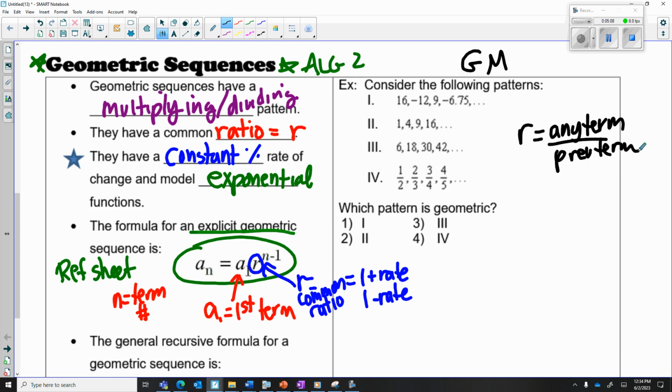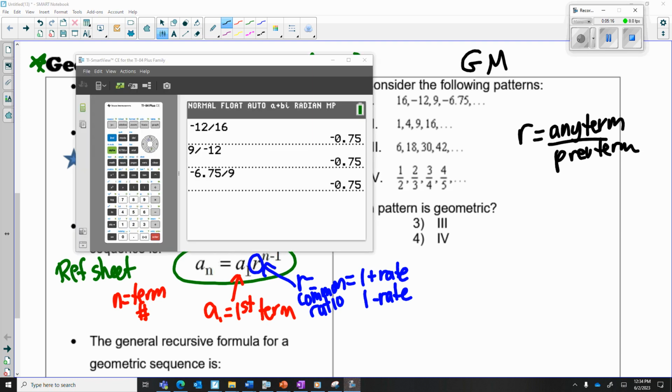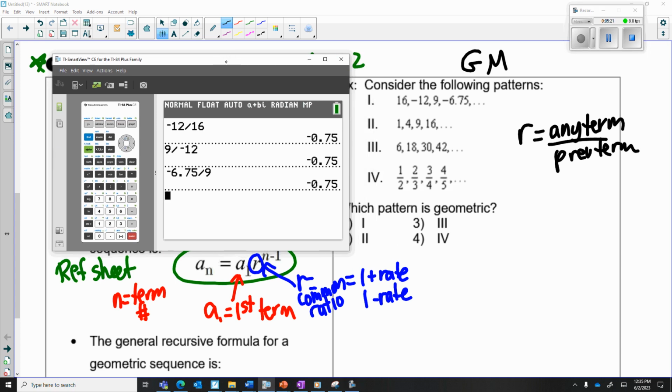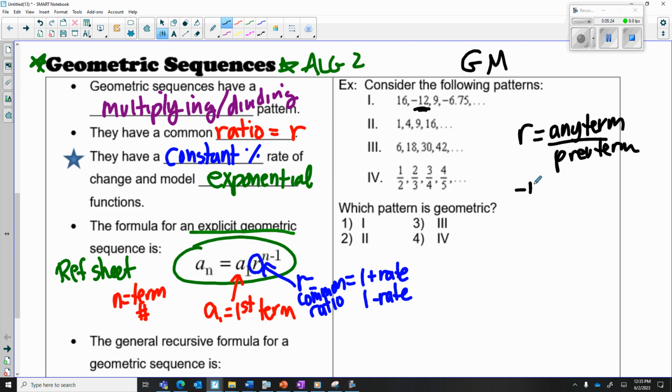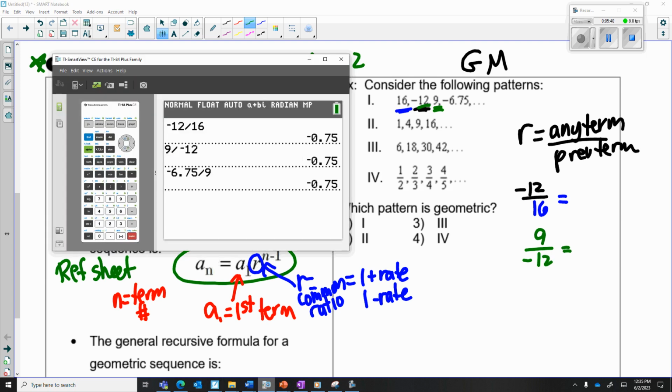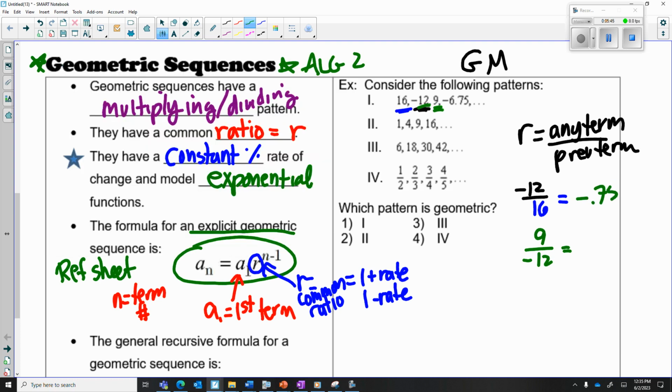And when you do that, you should obtain the common ratio. So take a minute here to look at it and see if you can figure out which one it is. So I actually just worked out that first Roman numeral 1, and I saw that if I took the second term, which is negative 12, and I divide by the previous term, which is 16, I'm going to get the same common ratio that I would get if I took the third term, 9, and divided by negative 12. So if you do any term divided by the previous term in that row 1, you're going to get negative 0.75, which is indeed the common ratio.